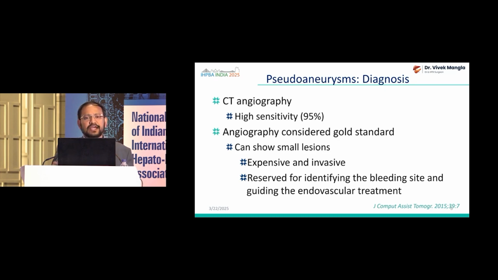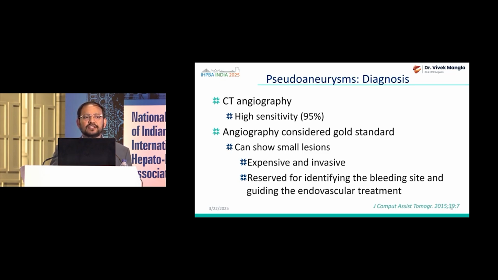When we come down to diagnosis, CT scan remains the mainstay of diagnosis, which has a very high sensitivity for these lesions. Angiography is usually considered gold standard for the smaller lesions, but at the end of the day, quite often these patients are sick and you don't want to really give too much of a contrast. So most of the interventional radiologists, they need some kind of a roadmap. So you would end up doing a CT angiography.